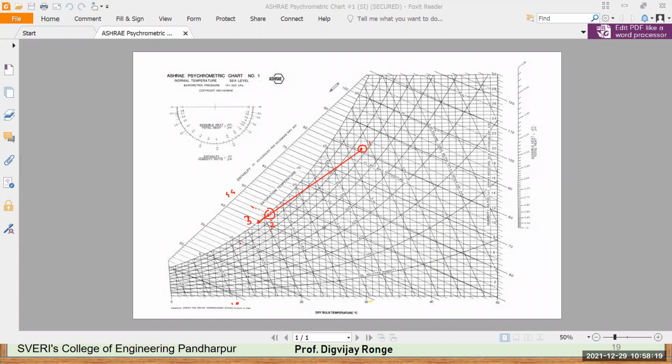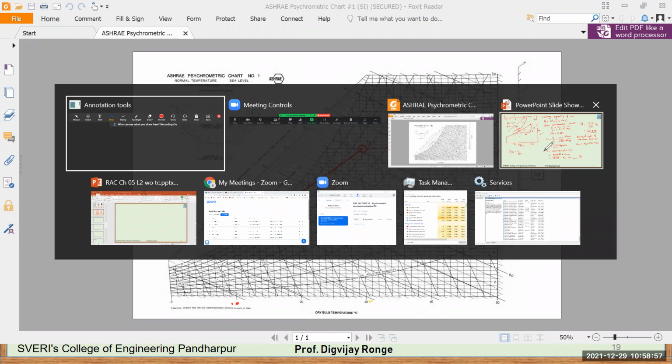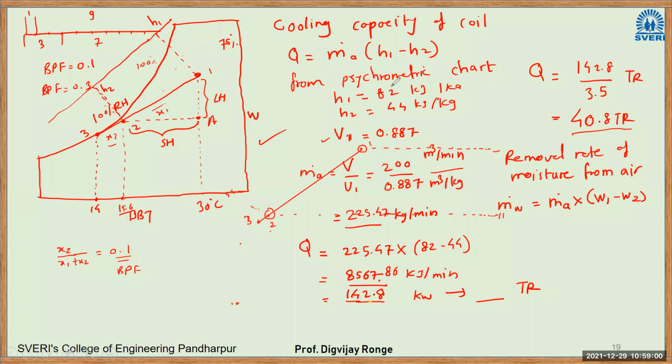Now I have to know the specific humidity values. So I have to go in the horizontal direction up to the ordinate. So here you will get the value. Here it is 20. So 20 grams of water vapor per kg of dry air. Now for point 2, again I have to go in the horizontal direction so that I will know the specific humidity. So here the value is coming somewhere in between. Let us say this is between 10 and 12. This is 11. So I have 20 versus 11. So I will put that into the formula.